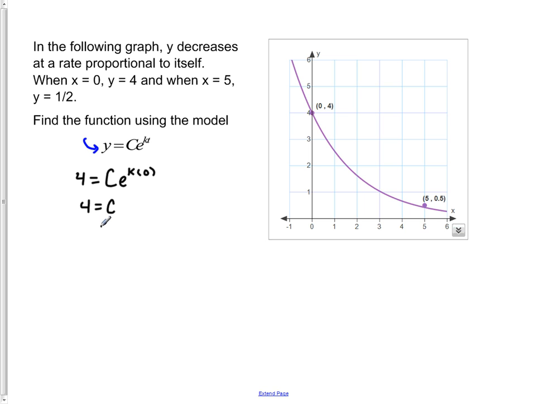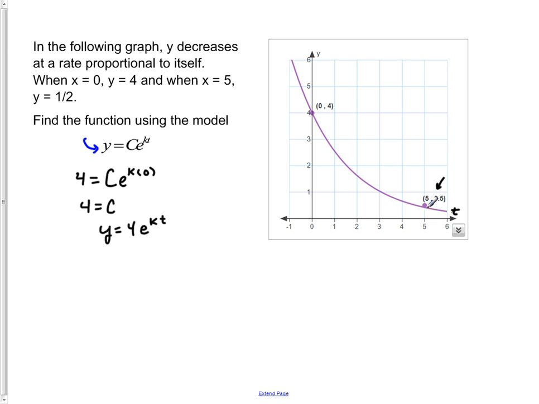All right, so now we've got this model. y is equal to 4 times e to the k times t. It's t, not x right here, so we do want to make sure that we're careful there. Okay, well, how about this other point? What does this guy mean?